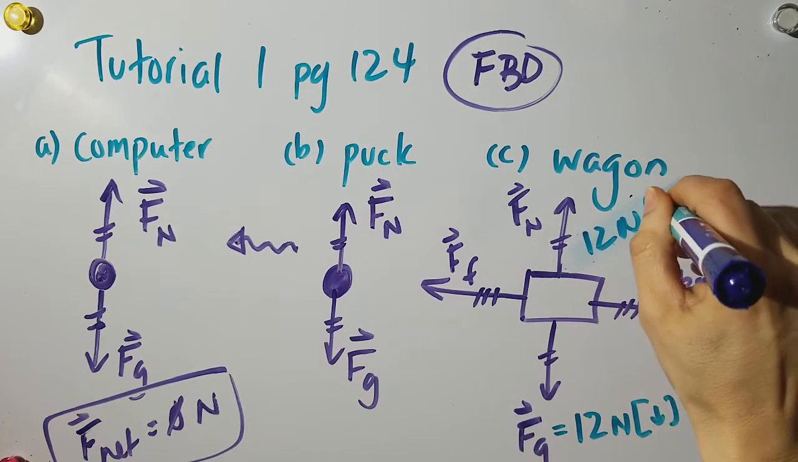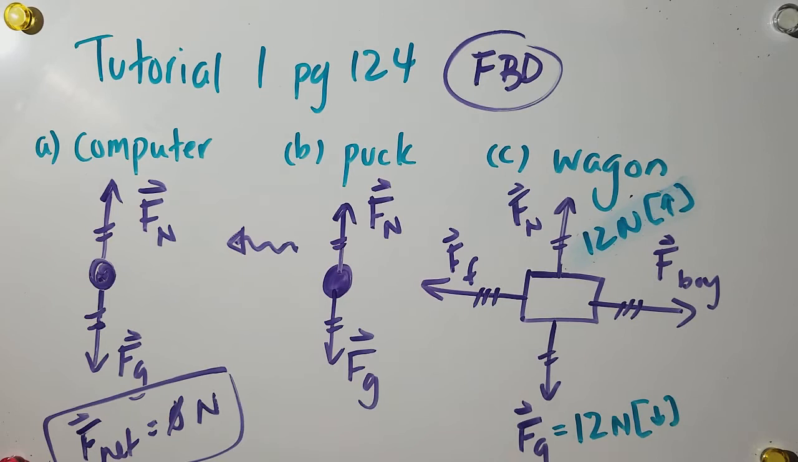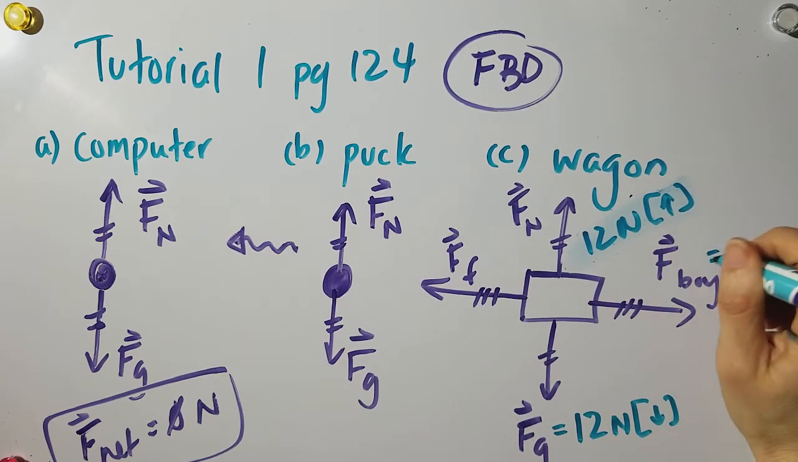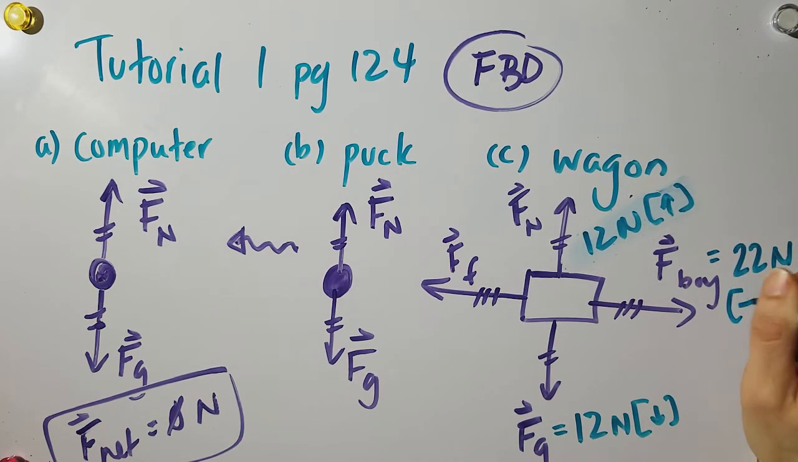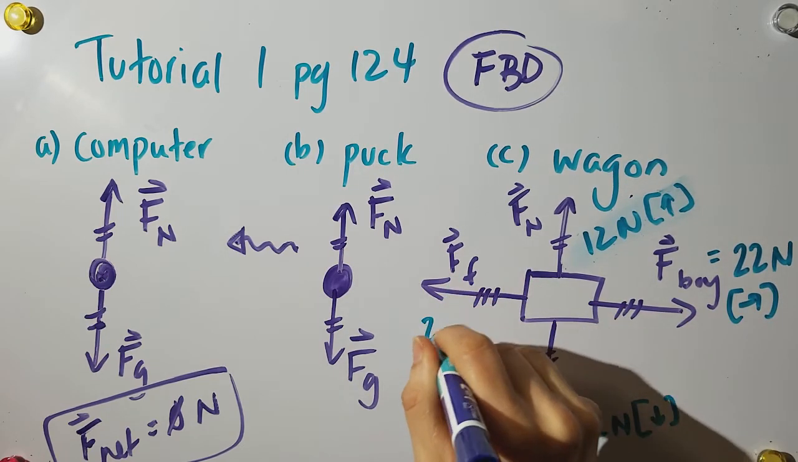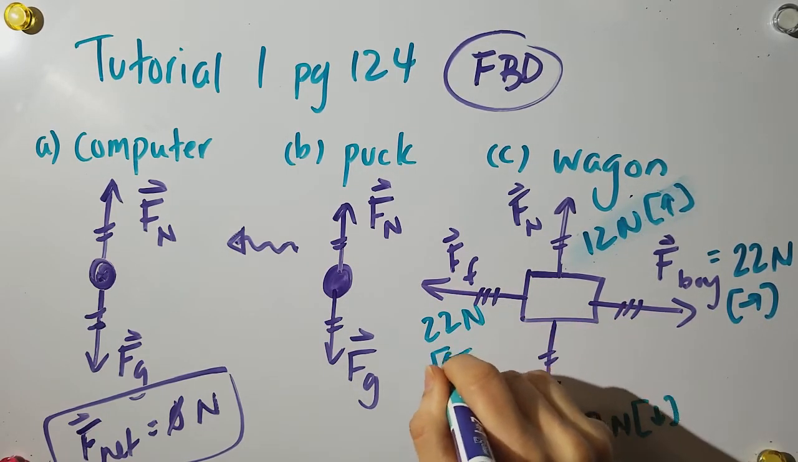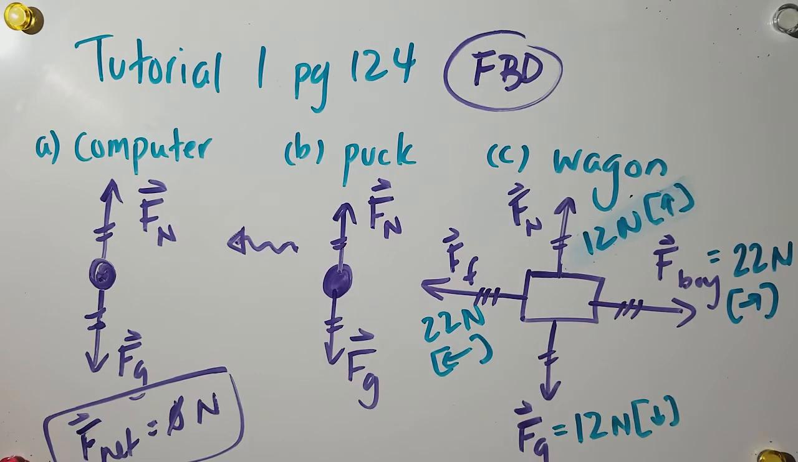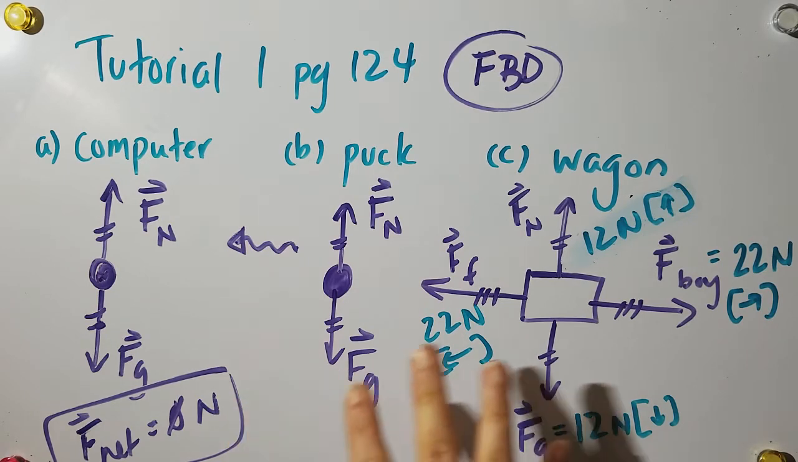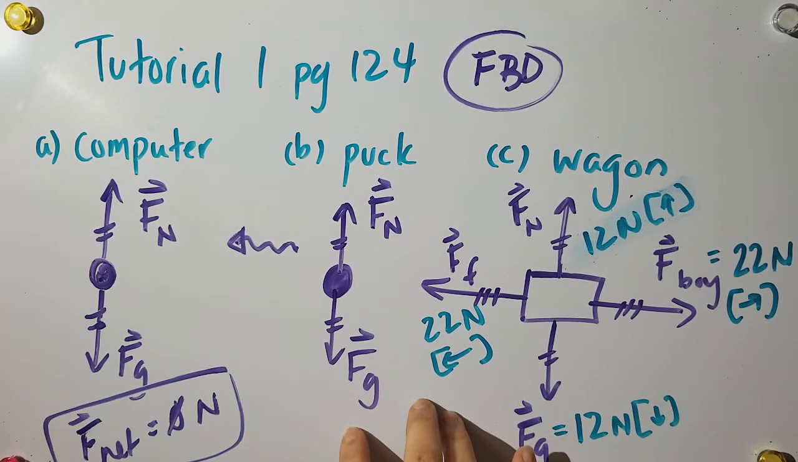12 newtons up. And if we added those two numbers, we know that up and down are different directions, so one of those would be negative, whichever one you decide. And if the force of the boy was 22 newtons to the right, then the force of friction better be 22 newtons to the left. And then in all of these cases, F net is 0. If we think back to Newton's first law, if the forces are balanced, then the object will remain at a constant velocity or at rest. Same difference.